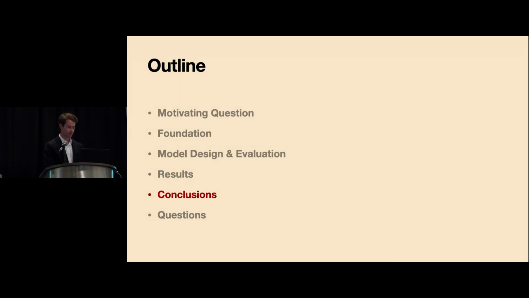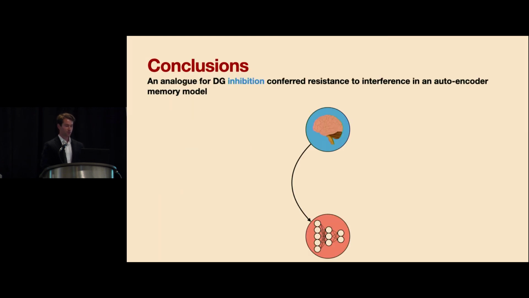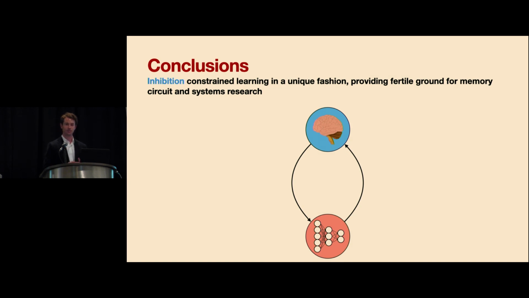With that, we can move on to the conclusions. At this point, we've demonstrated that an analog for dentate inhibition conferred resistance to catastrophic interference in an autoencoder model of memory, constituting an example of how neuroscience can inspire artificial intelligence design. And completing the circuit, we've demonstrated that inhibition constrained learning in a unique fashion, providing fertile ground for future memory circuit and systems research. And as such, one of the objectives I had for this project, in addition to finding some interesting results, was to test a case study for how neuroscience and AI may exist in a synergistic relationship.